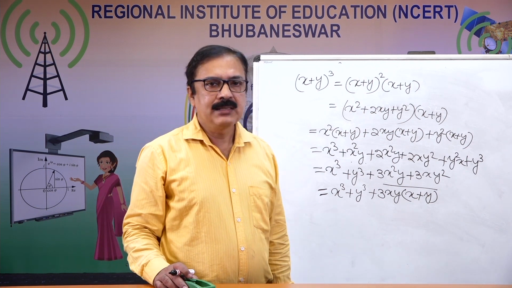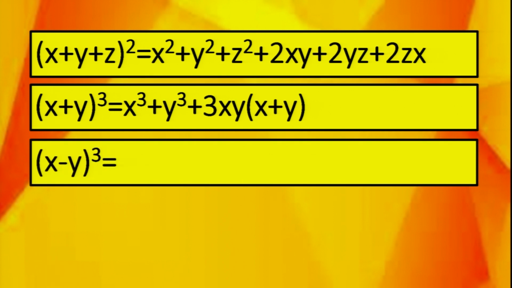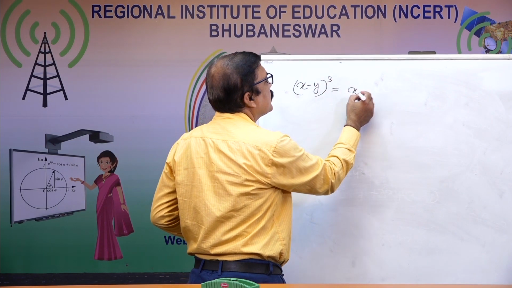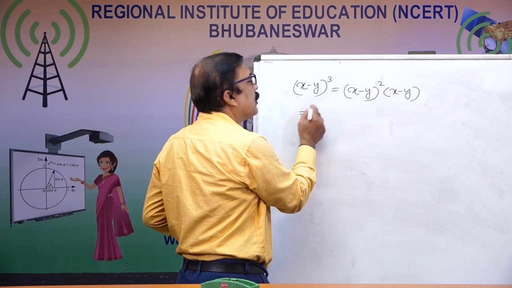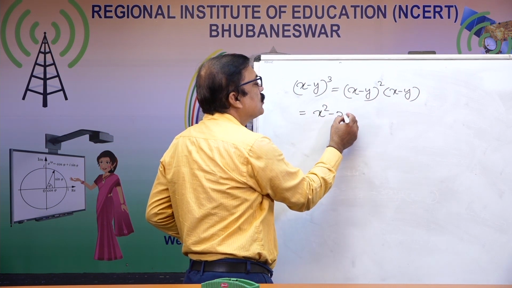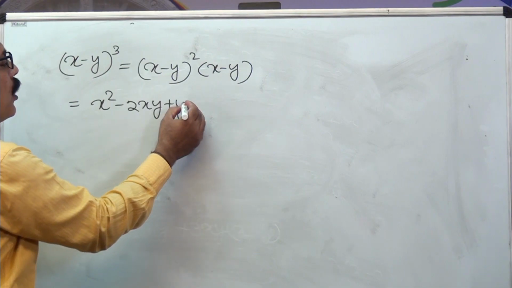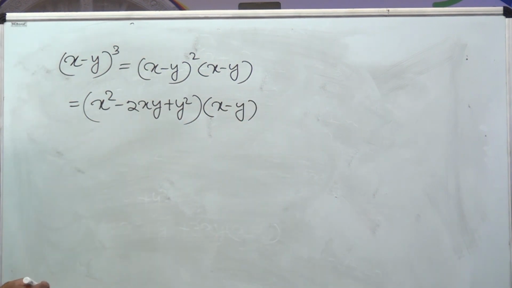Similarly, as x plus y whole cube is like this, we can also find x minus y whole cube. x minus y whole cube is very simple. This is x minus y to the power 3, which can be written as x minus y whole square into x minus y, and x minus y whole square is x square minus 2xy plus y square. This is to be multiplied with x minus y.